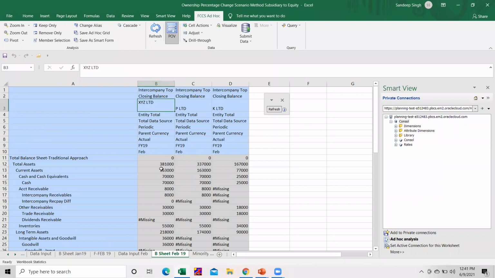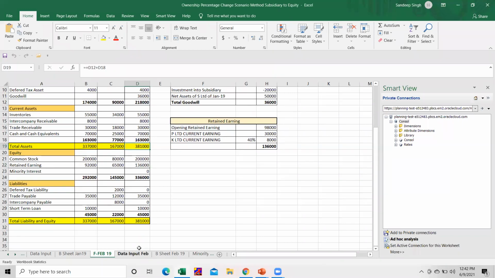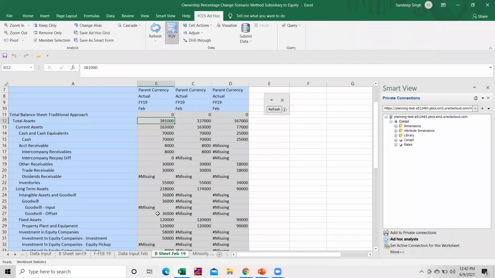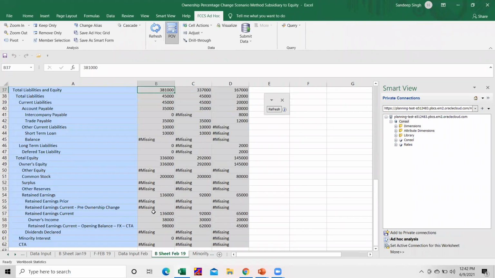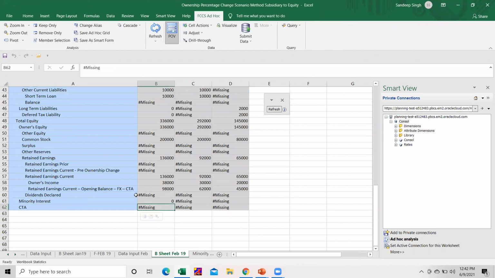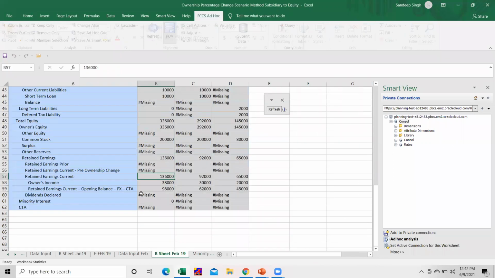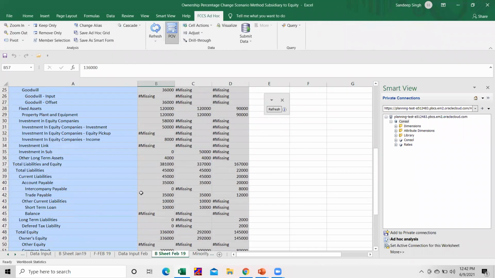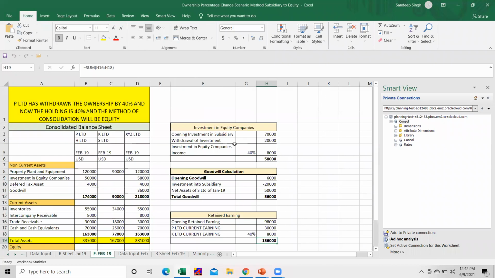This is my consol entity. The total asset number is 3,81,000. Similarly, total liability and equity is also calculating to 3,81,000. There is no minority interest. You can see that for minority interest, the system is calculating zero. The retained earning is 1,36,000, as we calculated. Similarly, the number of investment in equity company is 58,000, which is what we calculated functionally.